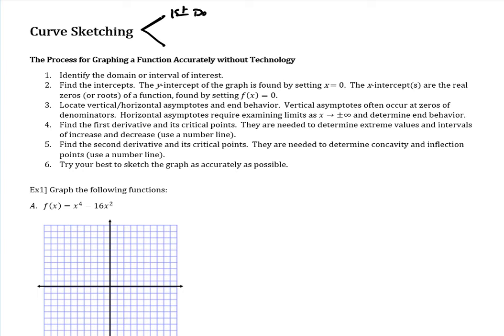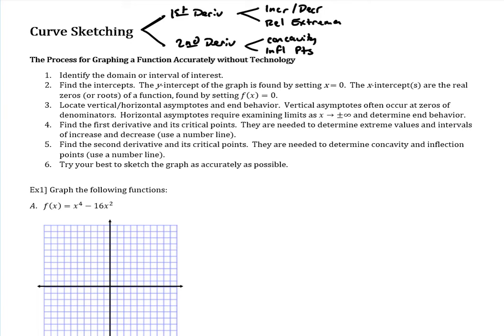So we would use the first derivative to tell us about, go ahead and just make it kind of a tree here. Our first derivative tells us where it's increasing and decreasing. It also tells us where you have relative extrema. And these two are connected. And then our second derivative tells us about concavity and inflection points. Okay, and those two are connected.